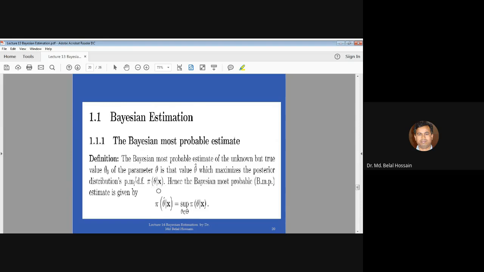In classical estimation, we write phi of x given theta or f of x given theta. Theta is unknown, x is random variable. But in Bayesian estimation, theta is random variable, x is known. Phi of theta given x is actually a function of theta given x. Hence, the Bayesian most probable estimate is given by phi of theta hat given x equals supremum of phi of theta given x, okay, theta in the sample space.